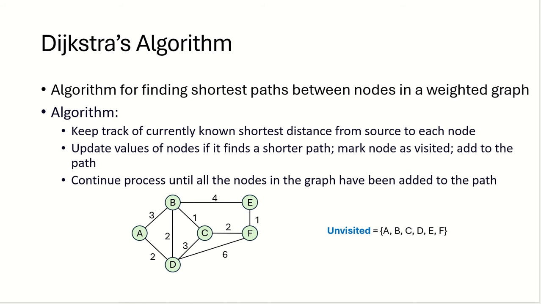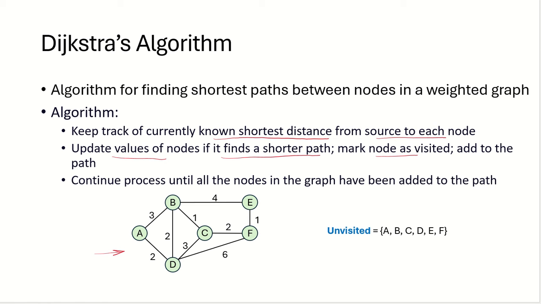So the Dijkstra algorithm is one of the algorithms to find this shortest path between the nodes. In this algorithm, we keep track of the currently known shortest distance from the source to each node. Now, if the algorithm finds a shorter path, then it will update the distance value of the node. It will mark the node as visited and add it to the path. This process will continue until all the nodes in the graph have been added to the path.